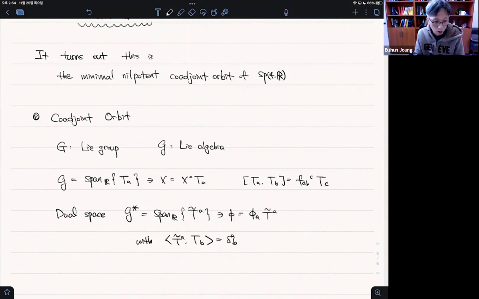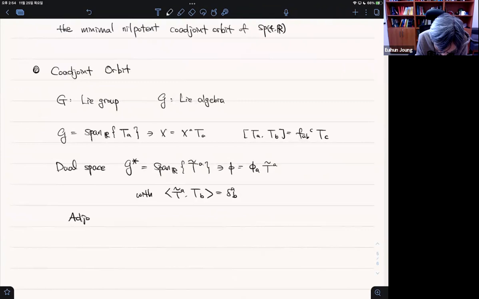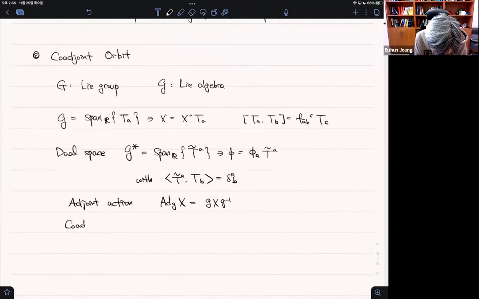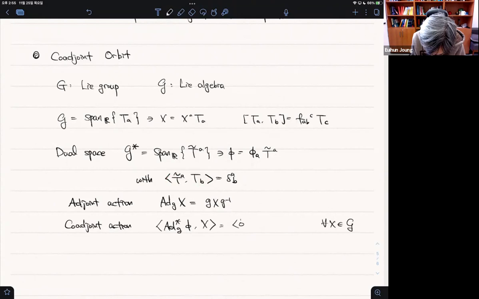Then what you know is that the adjoint action of a group element on a certain Lie algebra element is just given by g x g inverse. And then the coadjoint action: we put a star, and then we act on phi. That can be defined through this. For any x, we take phi and the adjoint action. So it's defined this way.